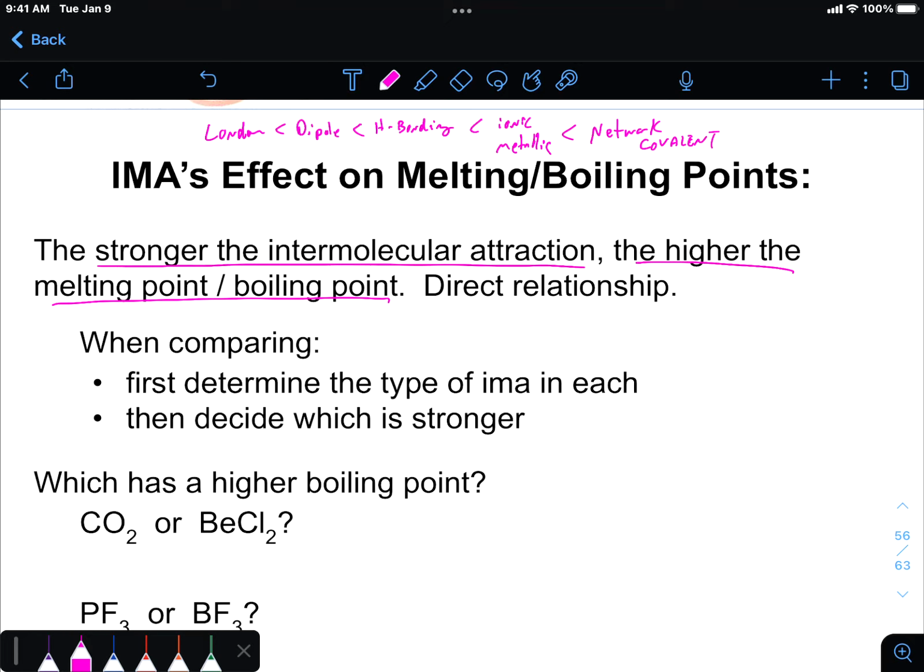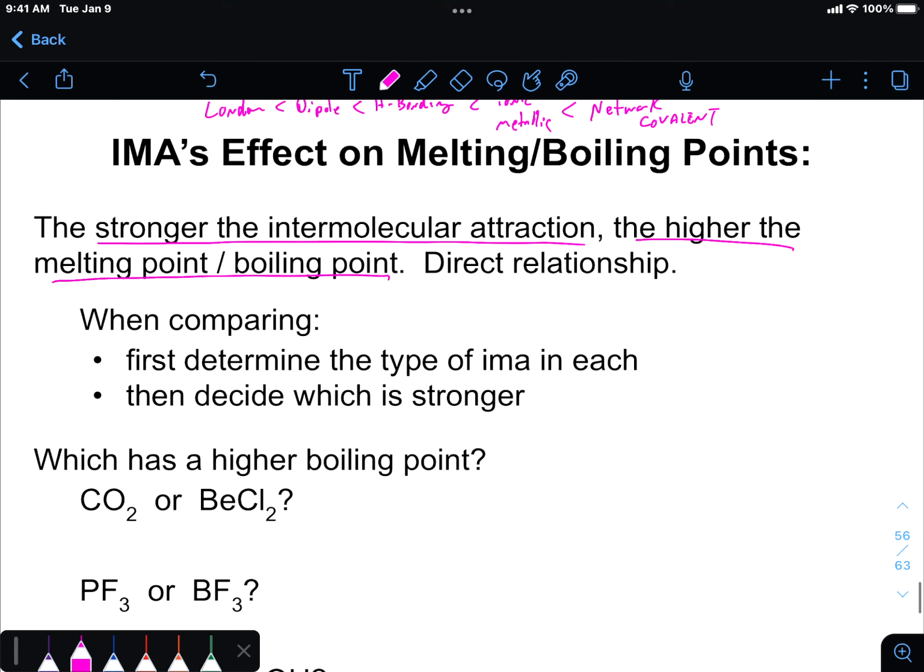Okay, so again, this is a loose ranking. There are going to be times when dispersion forces are stronger than dipole-dipole, but that's because the molecule might have more electrons, and therefore that's why it might have more dispersion forces than dipole-dipole. All right? So we take this on a case-by-case basis. The first thing is, anytime you need to compare, you should first figure out what type of intermolecular attractions each substance has, then decide which is stronger.